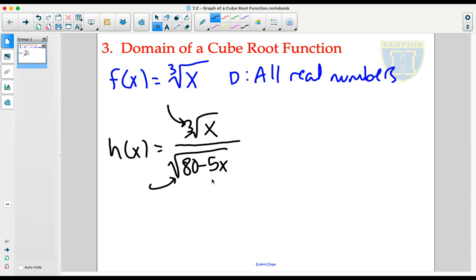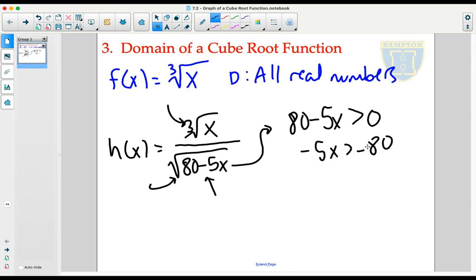However, the presence of this square root being in the denominator means that we lose 0 as a possibility as well. So when I write my inequality that I have to solve, we normally would write it so that we were allowed to be equal to 0. We are not allowed to be equal to 0 in this case. We must be greater than 0 because we're not allowed to have 0 in that denominator. Subtract 80 from both sides, divide by -5, and we get that x is less than 16.